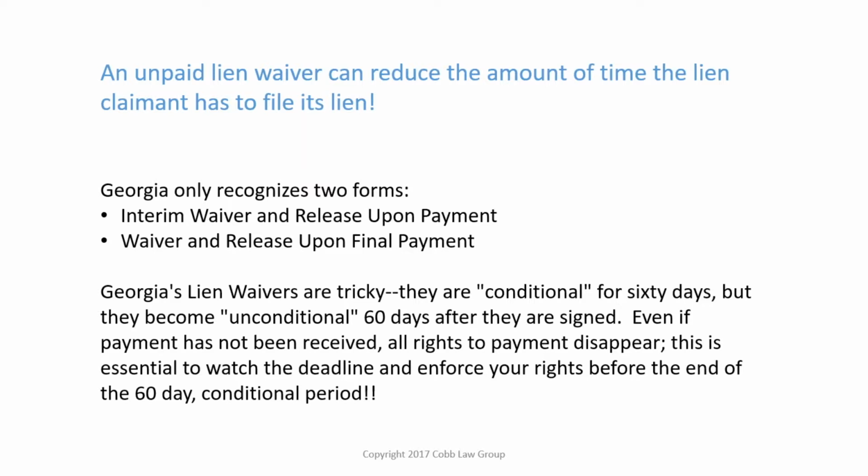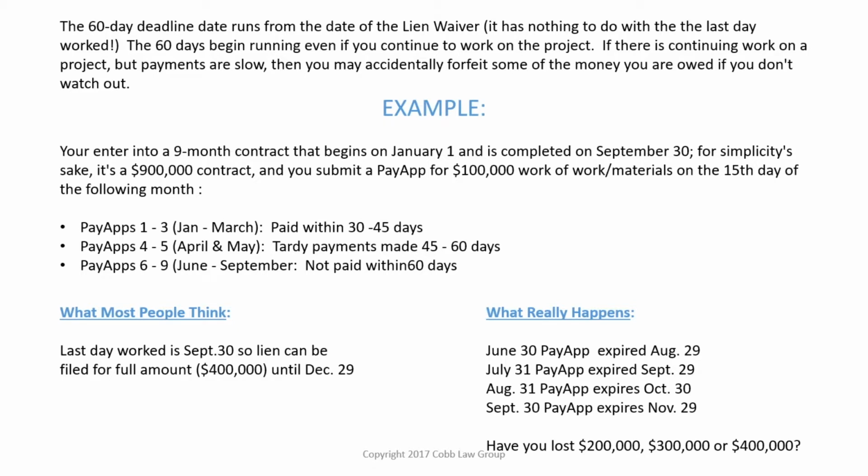And so it is essential to watch the deadline and enforce your rights before the end of the 60-day conditional period. It's important to note that the 60-day deadline runs from the date of the lien waiver. It has nothing to do with the last day on which you actually worked on the project.